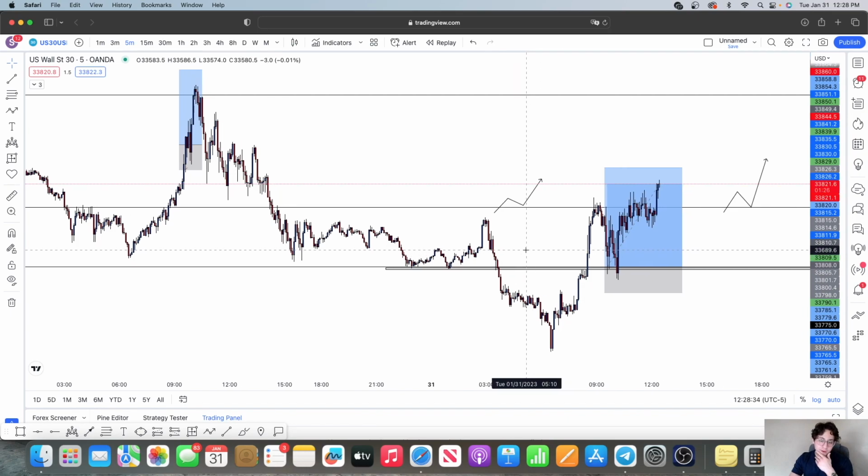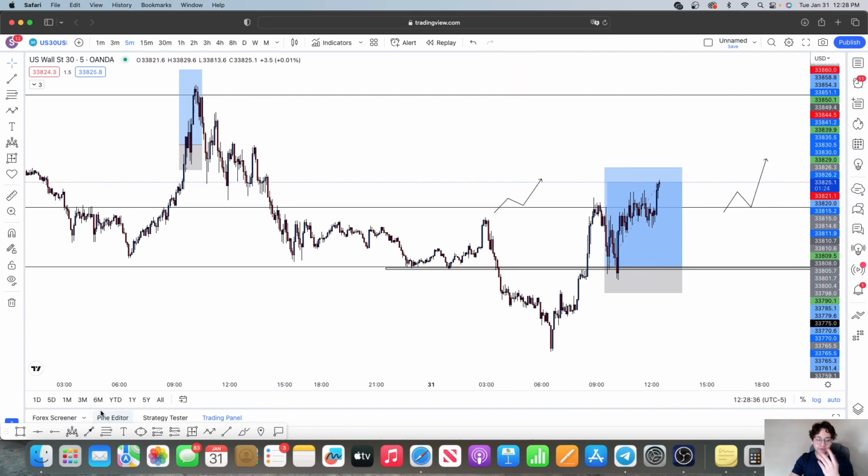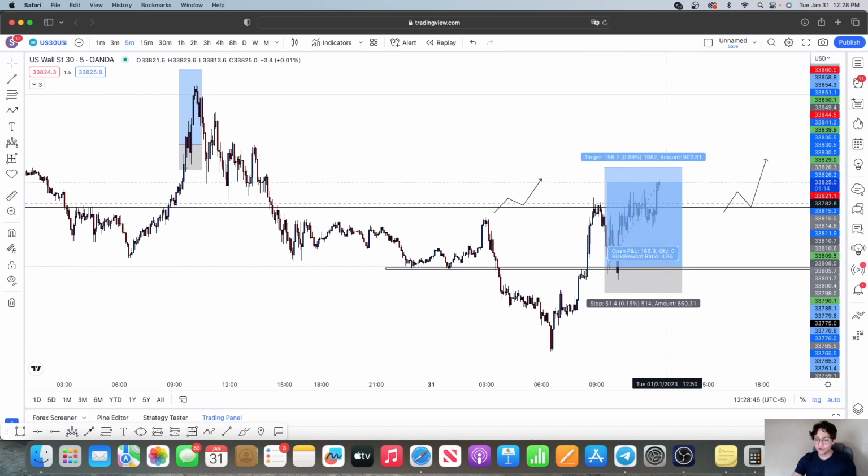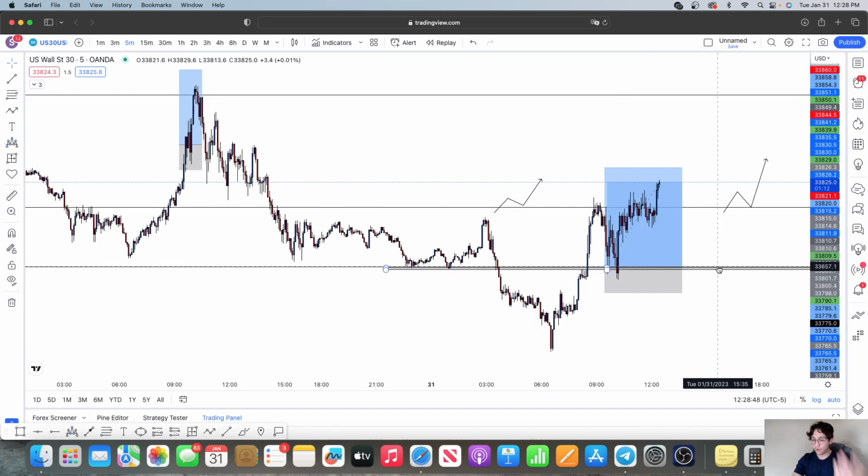Now notice over here how price kind of gave us that inverted head and shoulder pattern, right? So we have the left shoulder over here, we have the head, and then we also have the right shoulder over here. So price kind of gave us that inverted head and shoulder pattern confirmation also, meaning that price might possibly go bullish, right?